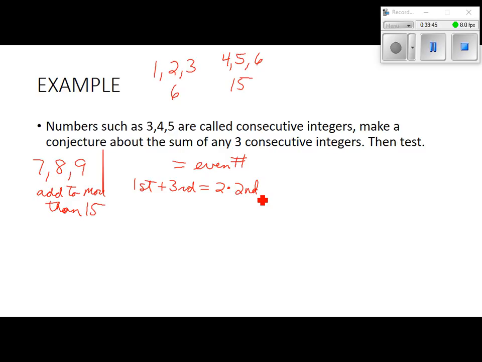Now make sure it works for them all though. 4, 5, and 6. So what I said is 10. 4 plus 6 is 10. Double 5, that's 10. So that would work. That'd be a pattern, something that you could use. Anything else?